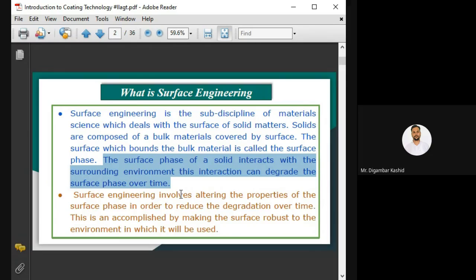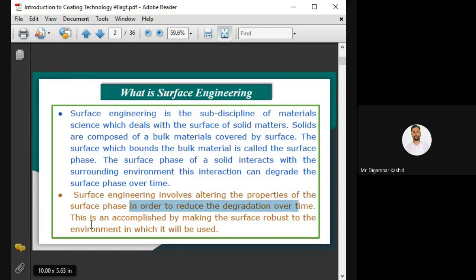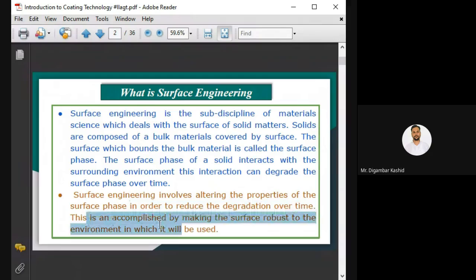Now, how can you alter the properties of the surface phase? That we are going to discuss in detail in the further part. Okay. Now, this surface engineering, as I mentioned, involves altering the properties of the surface phase, for what purpose? In order to reduce the degradation over time. And this is accomplished by making the surface robust to the environment in which it will be used.